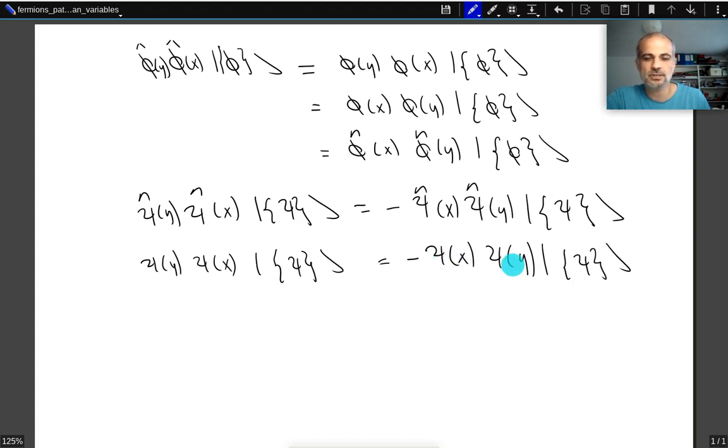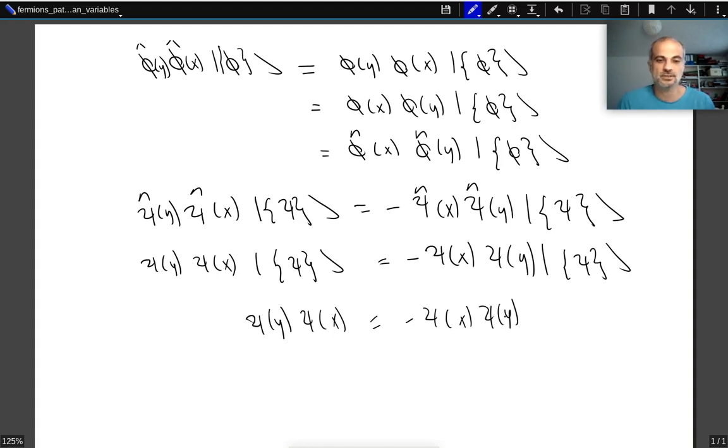Because if these are just ordinary functions, just like in the case of the scalar fields, they should anti-commute. So psi of y, psi of x should be equal to minus psi of x and psi of y. If they are ordinary numbers, they should be 0. So this cannot be satisfied for ordinary numbers. But we need to define something else.